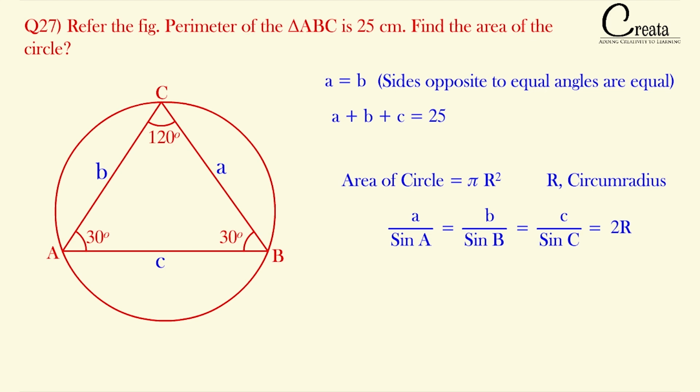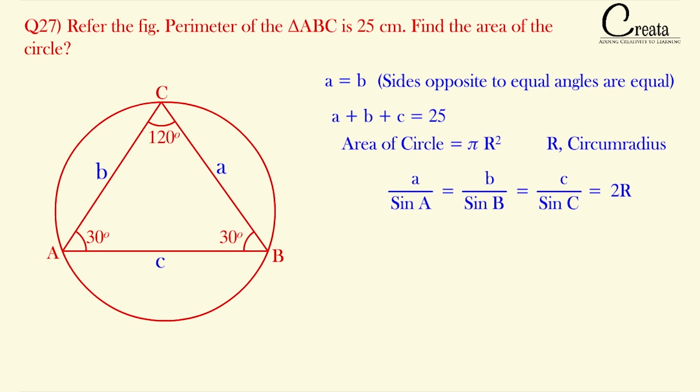As we know all the three angles, that is angle A, angle B and angle C, now our focus is to find any side of this triangle. Let's proceed. Here a plus b plus c, that is the sum of the three sides of the triangle, is given as 25 cm. Here a is equal to b. So we got 2a plus c is equal to 25. On solving for c, we got c as 25 minus 2a. We got the value of c in terms of a.